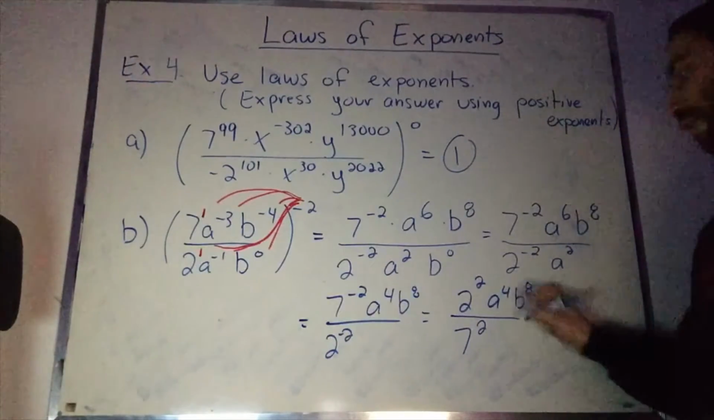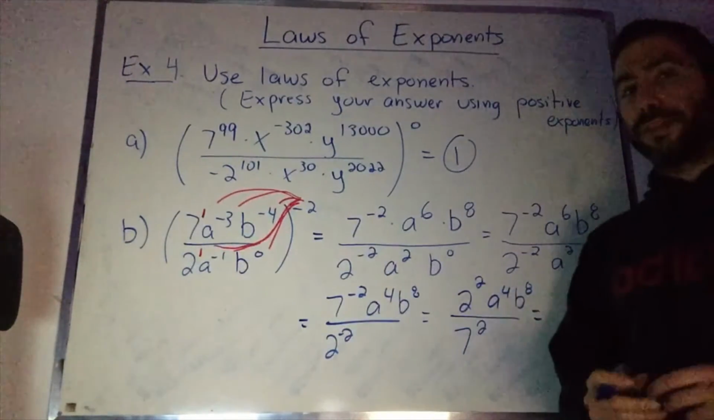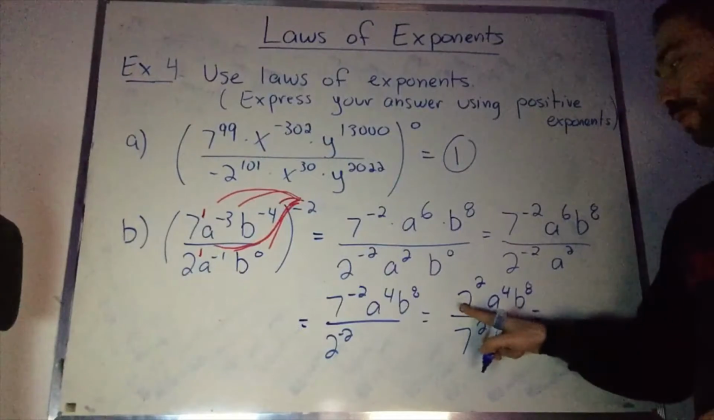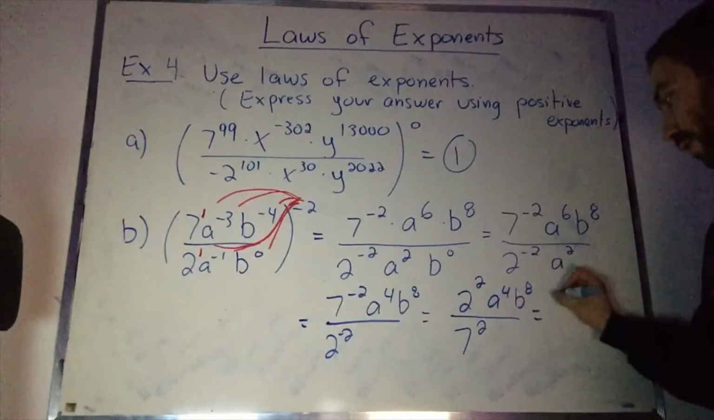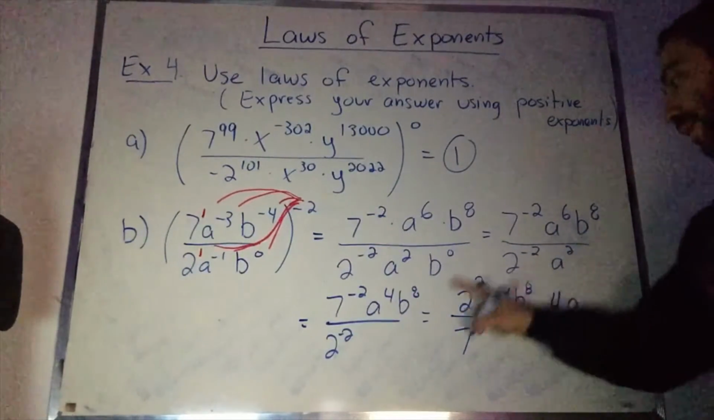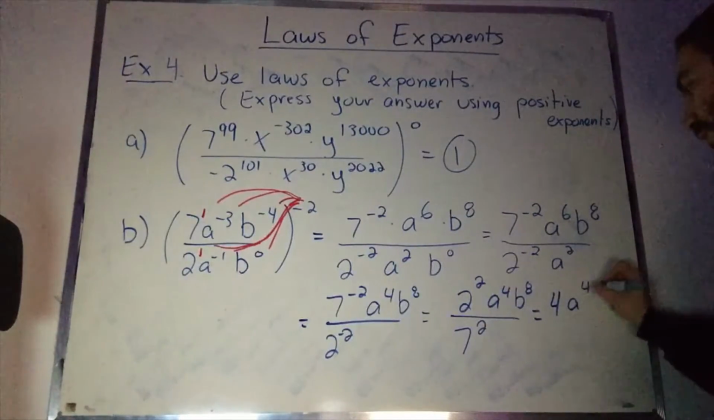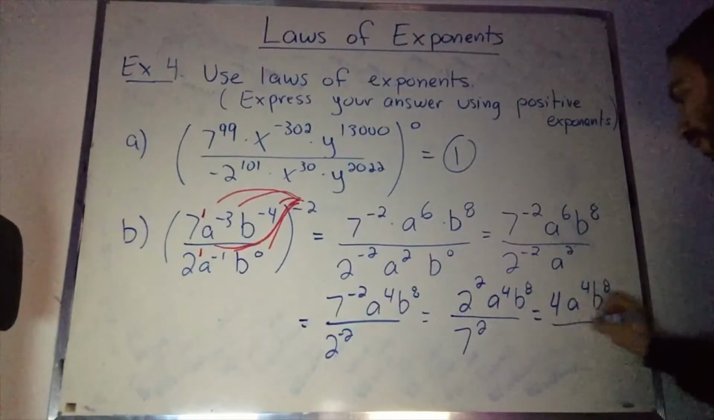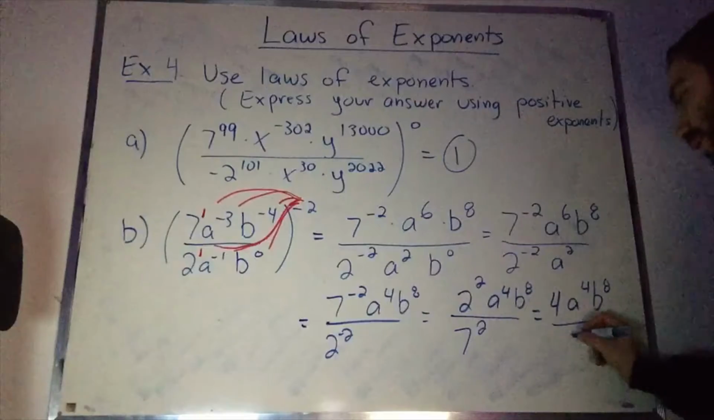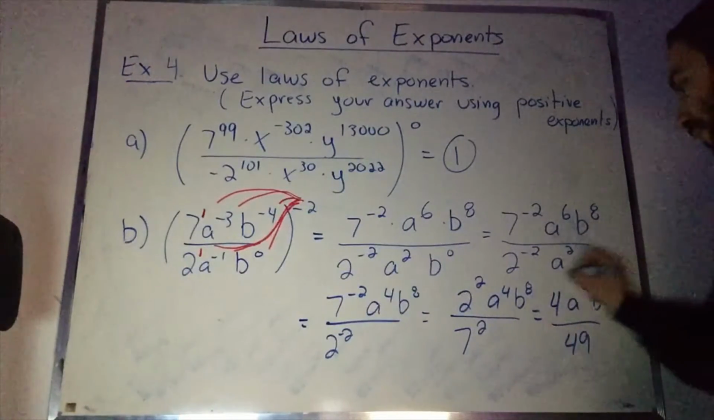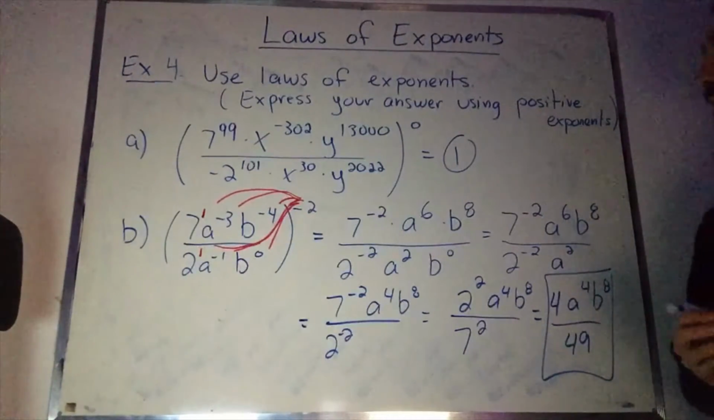So again, this isn't good enough if you stop here. If you could simplify further, always simplify as much as possible. So 2 to the 2 is really just 4. So make sure you do that. You don't stop here, that's too early. A to the 4, B to the 8, there's nothing left to do there. Divided by 7 squared is 49. So this is your final answer.